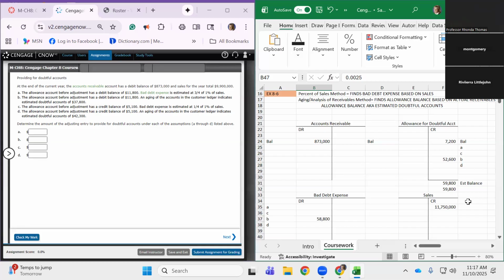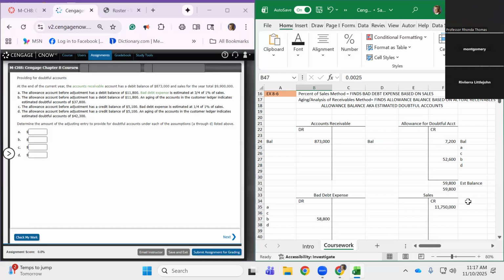One is called the percentage of sales, and I'm writing this down again. Percentage of sales means you're finding the bad debt expense. And then the other one is aging, or analyzing, the receivables. We're going to concentrate the most on aging the receivables, because this really gives you the best reflection of the uncollectability of your accounts.